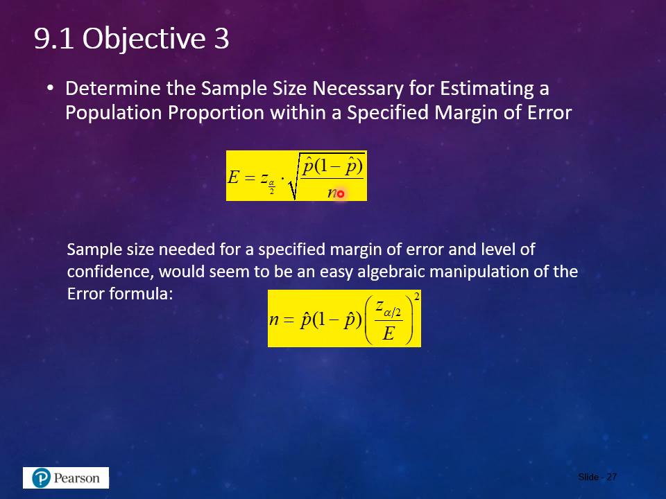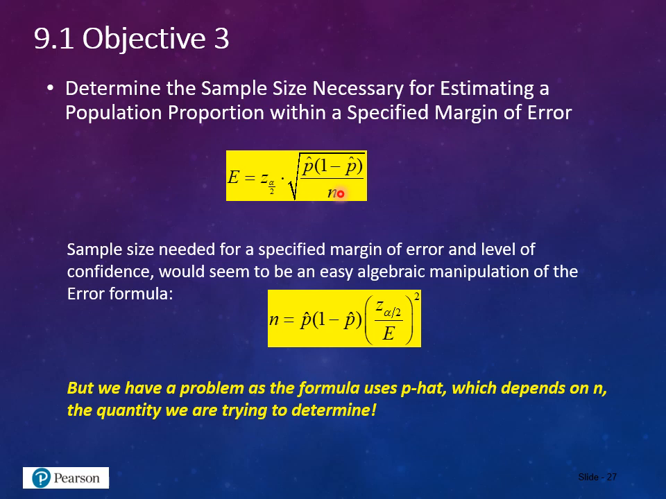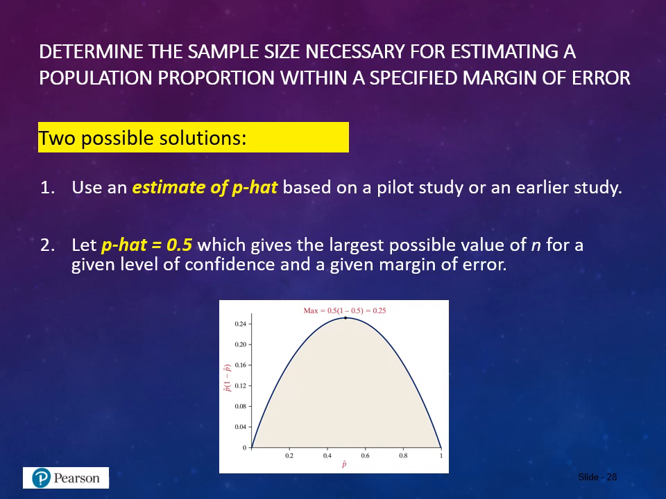But there's a problem here, because this formula relies on p-hat, which relies on n, so we are using a factor which relies on the variable we're trying to calculate. So we really have two possible solutions in order to determine the sample size necessary for estimating a population proportion within a specified margin of error.